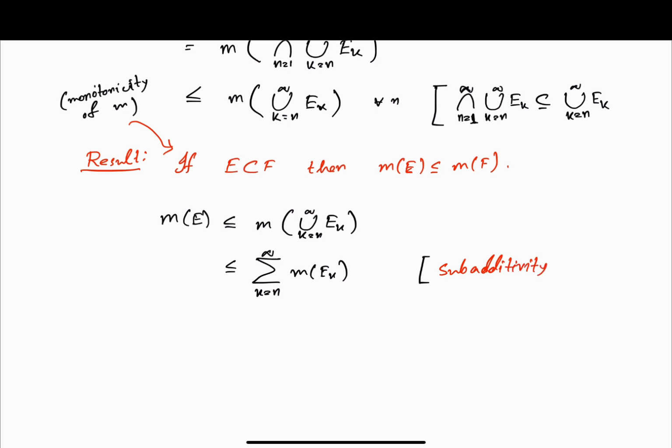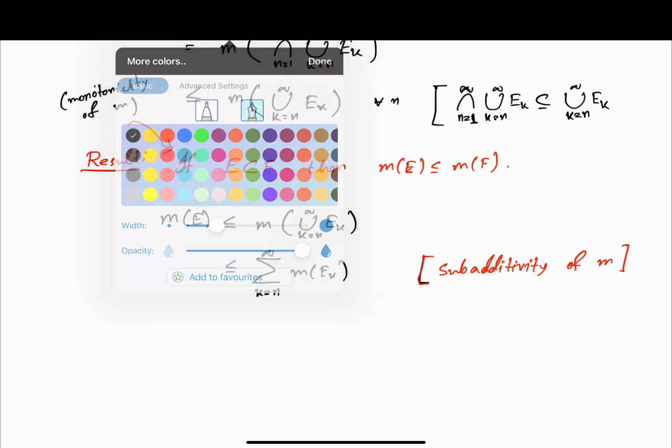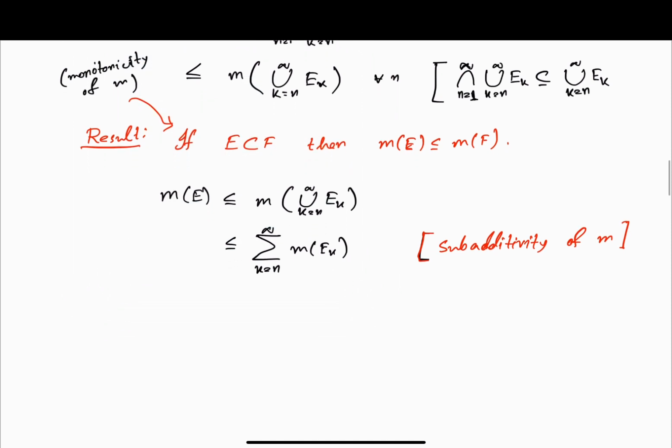Subadditivity of measure. Okay, and this is true for all n, right? Because this does not depend on n. And what is the measure of Ek? So this is the summation k equals n to infinity of 1 by k square, right?